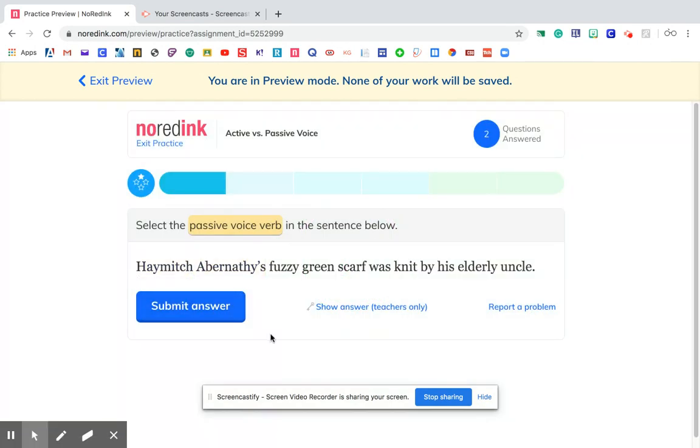"Hamish Abernathy's fuzzy green scarf was knit by his elderly uncle." So the subject of this sentence, a very long subject, is Hamish Abernathy's fuzzy green scarf. And what was done to the scarf? It was knit. So was knit is our passive voice verb.